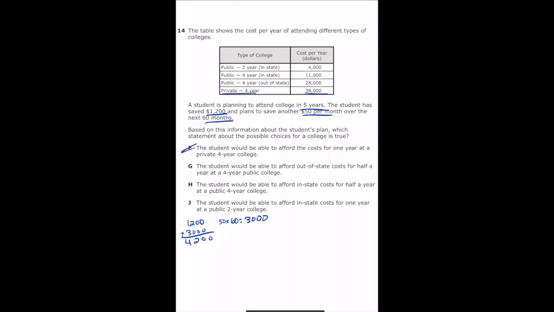Letter G, the student would be able to afford out-of-state cost for half a year at a 4-year public college. So a full year of out-of-state public is $28,000, so half of that would be $14,000, but they still don't have enough for that. Letter H, the student would be able to afford in-state cost for half a year at a public 4-year college. So half of $11,000 would be $5,500. They still don't have enough for that. And then letter J, the student would be able to afford in-state cost for 1 year at a public 2-year college. That would be $4,000, and they do have enough, so the correct answer is letter J.